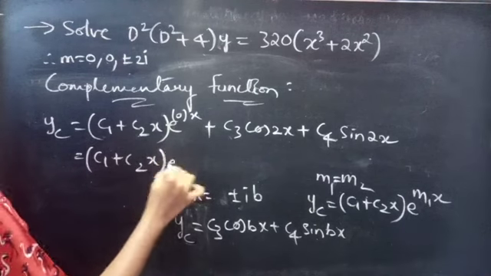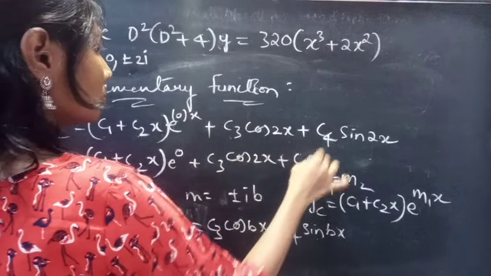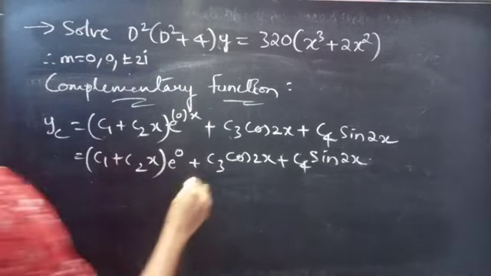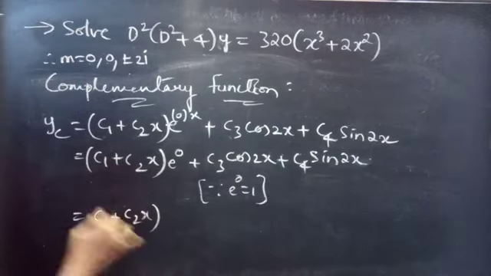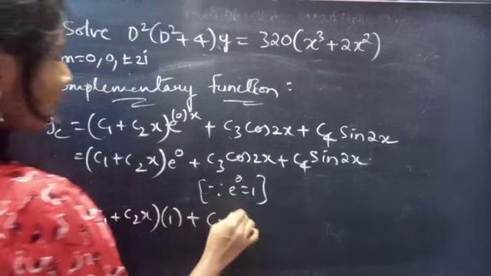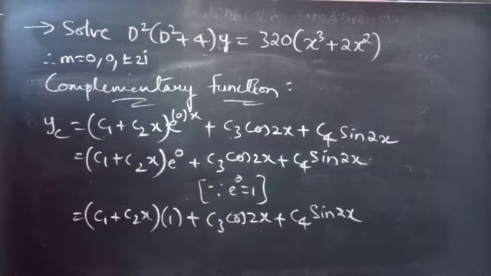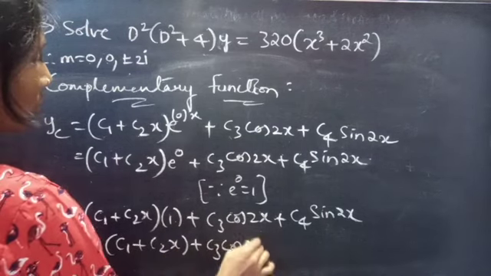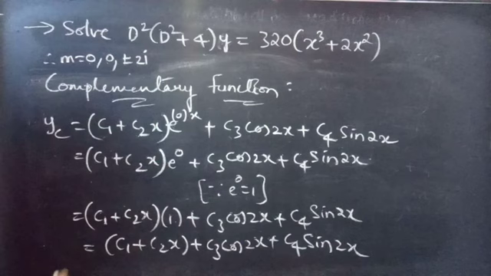e power 0 into x is e power 0, right? Plus the next two terms remain the same, right? Then we'll get, since e power 0 is 1, then yc becomes c1 plus c2x into 1 plus c3 cos 2x plus c4 sin 2x, which is equal to c1 plus c2x into 1 is c1 plus c2x plus c3 cos 2x plus c4 sin 2x, which is our required yc.